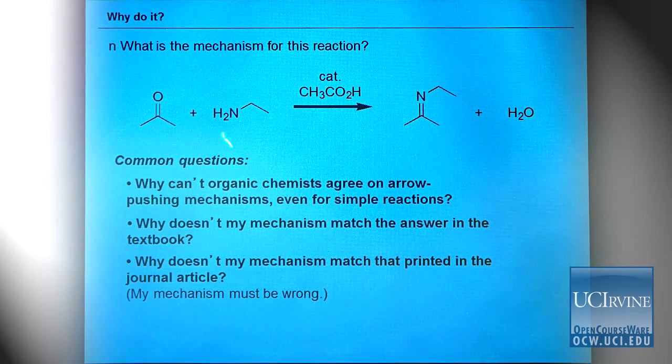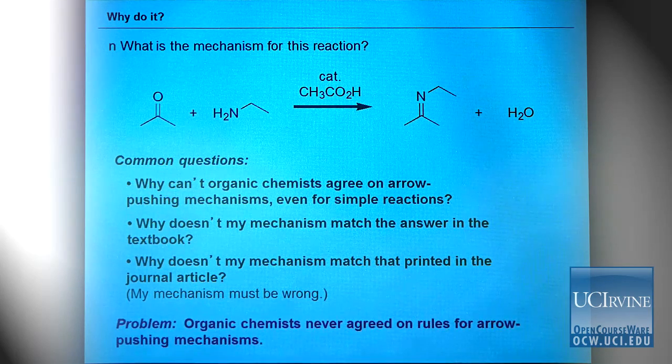And the way to resolve all these questions is to reduce it down to a fundamental problem. They're all related in a sense. And that is that organic chemists have never agreed on rules for arrow-pushing mechanisms. Not since 1922, when they were first introduced, have organic chemists agreed what they were going to use arrows to represent. And so that's the fundamental problem that leads to all of these questions on the part of people who start in the field of organic chemistry. And so we're going to attempt to resolve this problem.